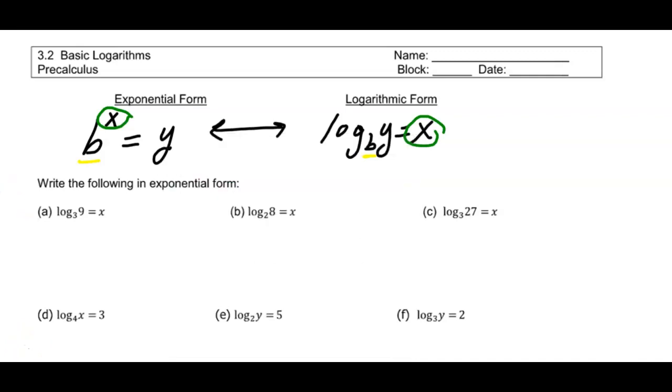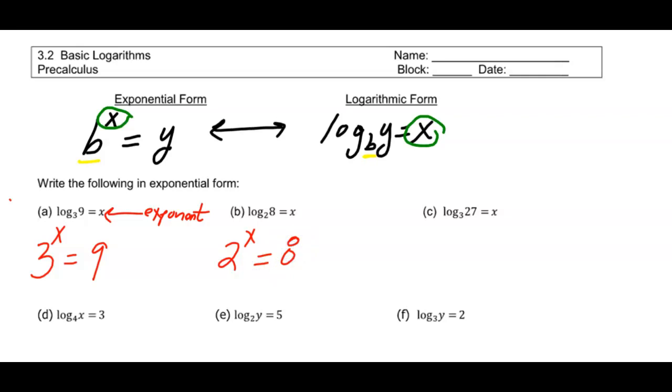So if I have all these logarithms, I want to rewrite them into exponential form. So you have to first identify the base. So this is log base 3 of 9 equals x. So this just turns into 3 to the x equals 9. Because you take your base, and then this thing that's isolated on the other side here, this is your exponent. And then in this next one, take my base 2 to the x equals 8.